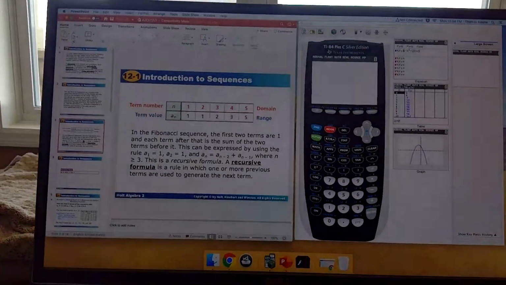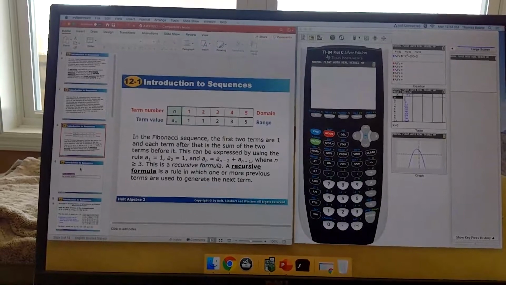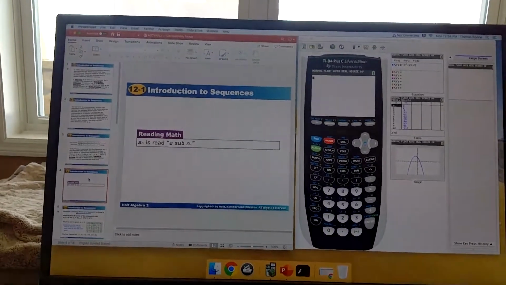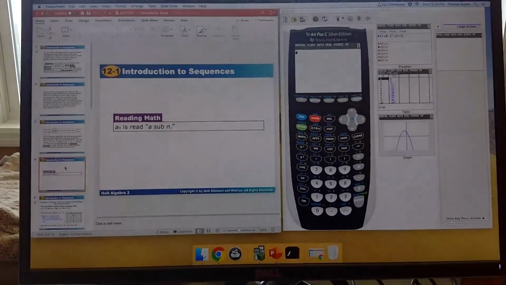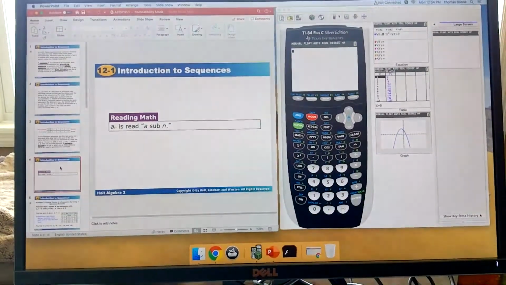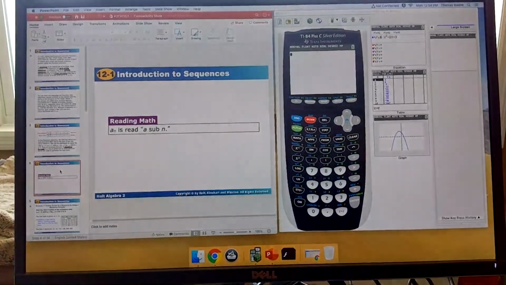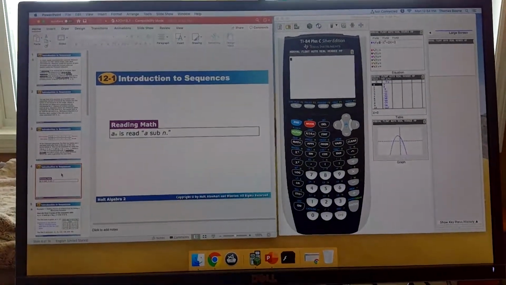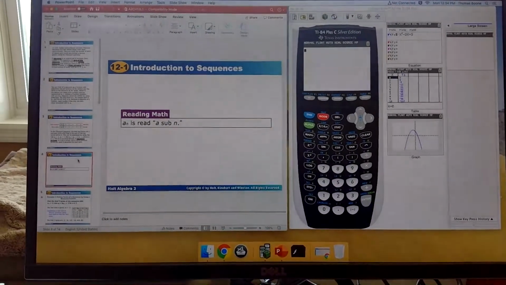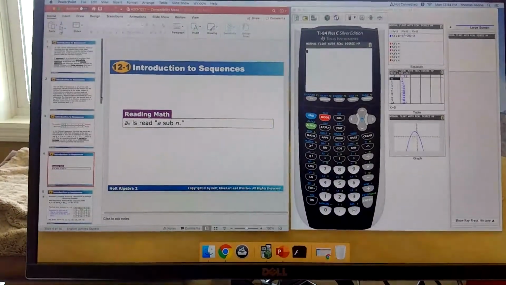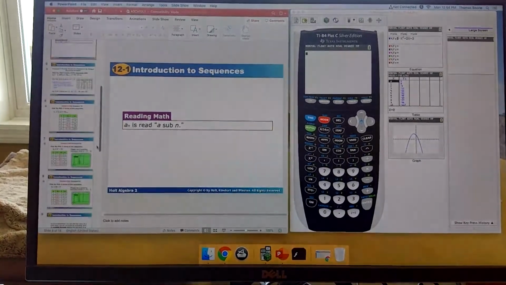All right, so let's talk a little terminology as we go here. Whenever we have a subscript, a sub n, we're going to read that as a sub n. The first term would have a 1 there. We'd go a sub 1. We can go a sub 2, which is the second term. So the subscript really just tells you what term you're working with. All right, we'll get familiar with those as we go.